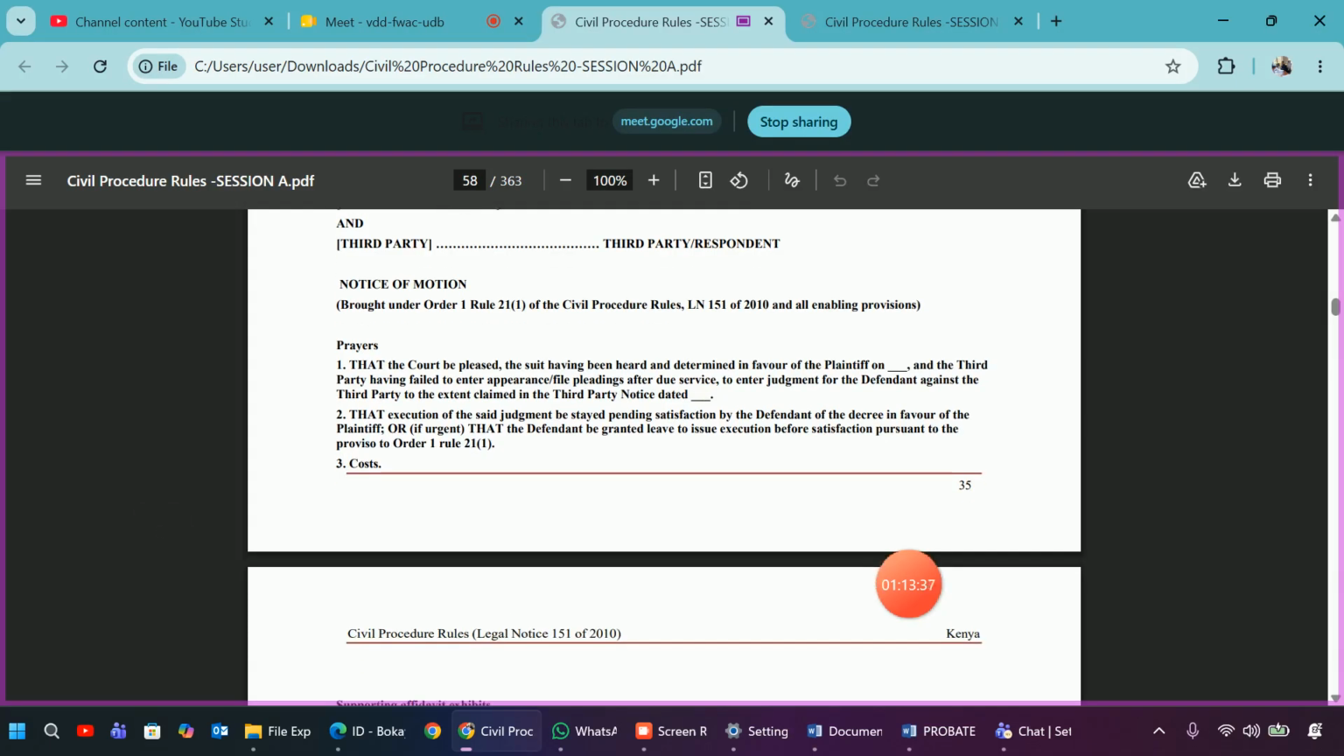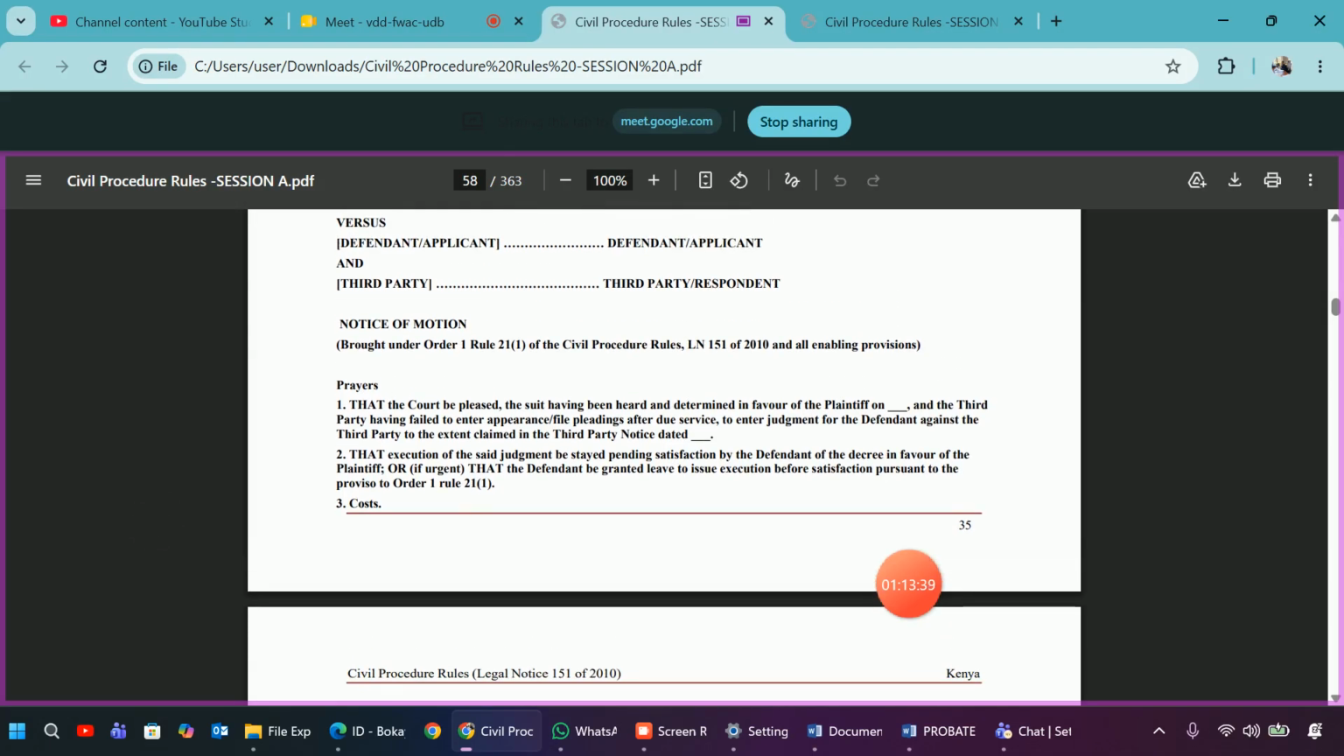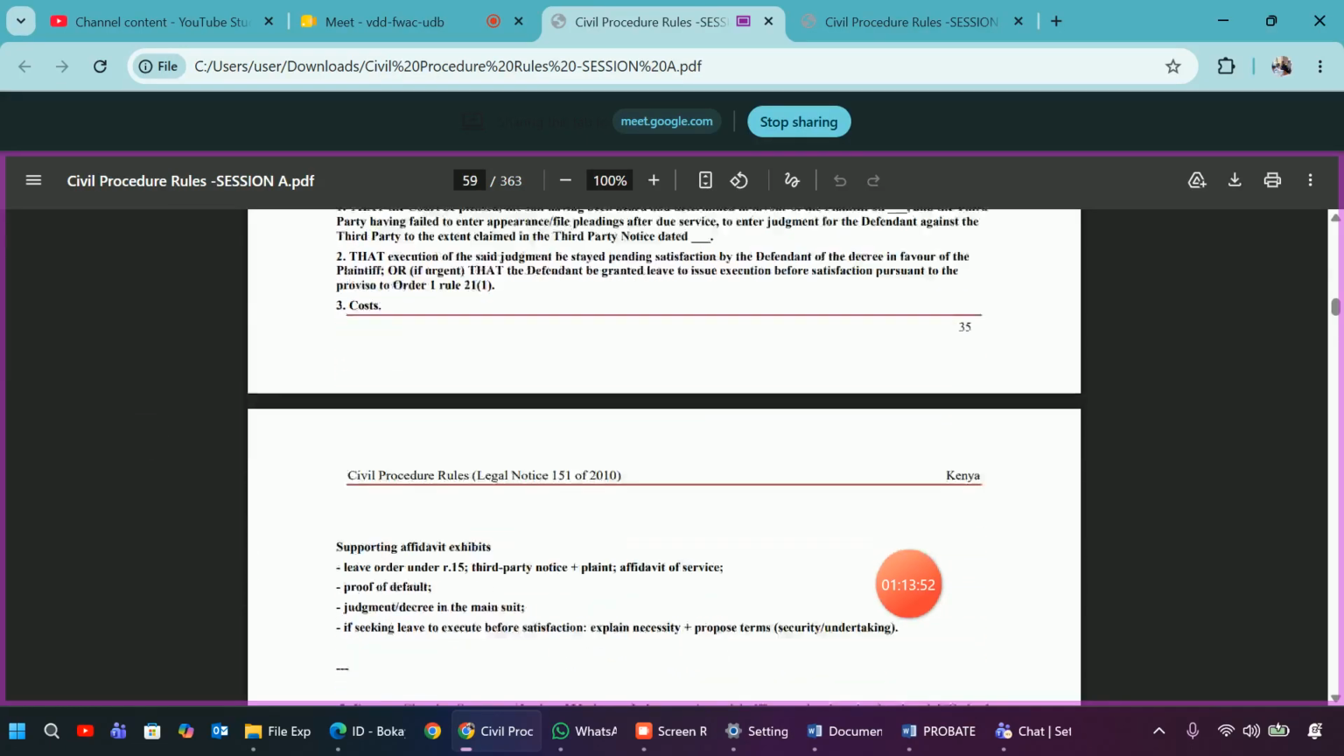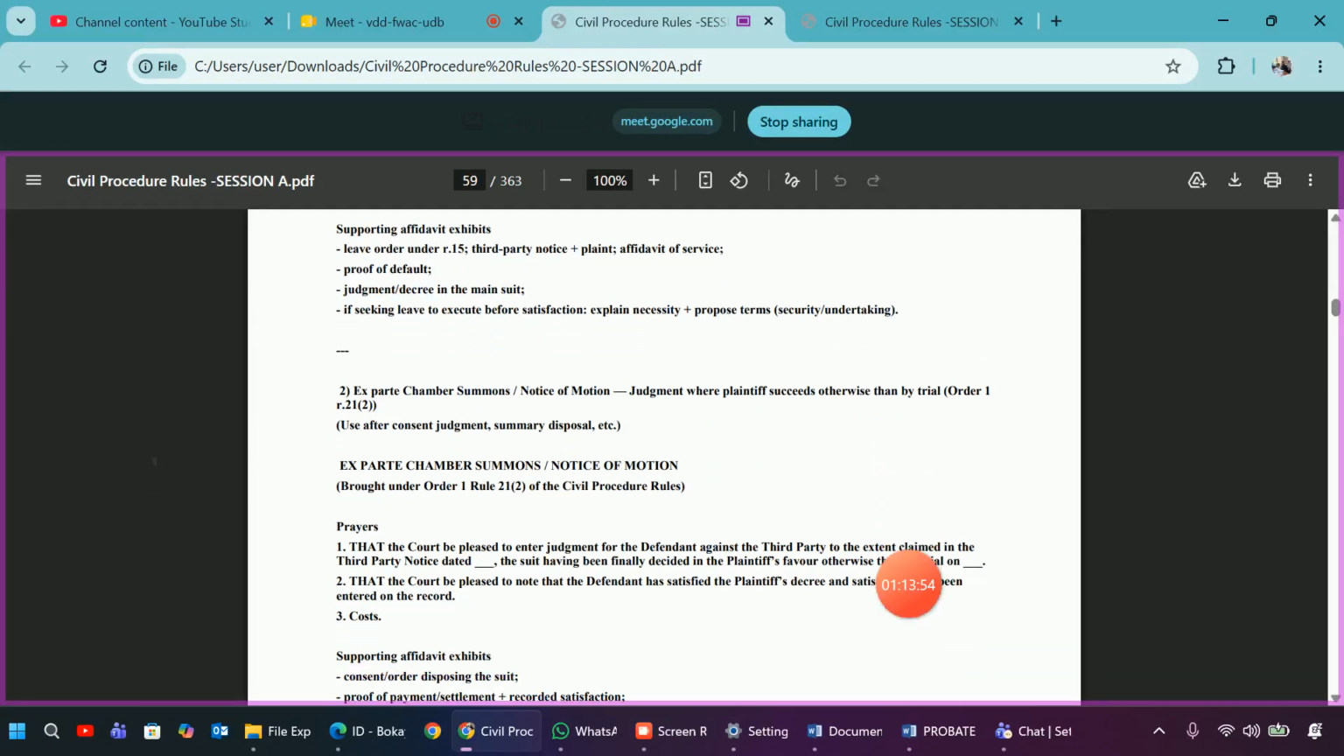That execution of the said judgment be stayed pending satisfaction by the defendant of the decree in favor of the plaintiff, or if it is urgent, that the defendant be granted leave to issue execution before satisfaction pursuant to the provisions of Order 1, Rule 21.